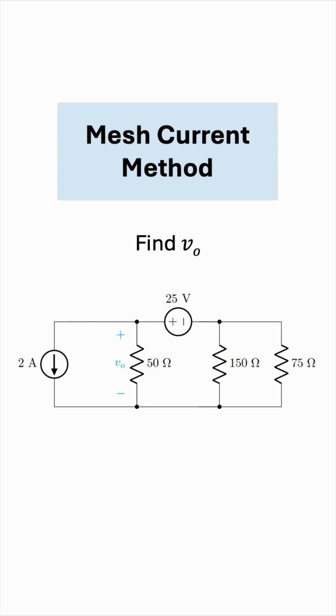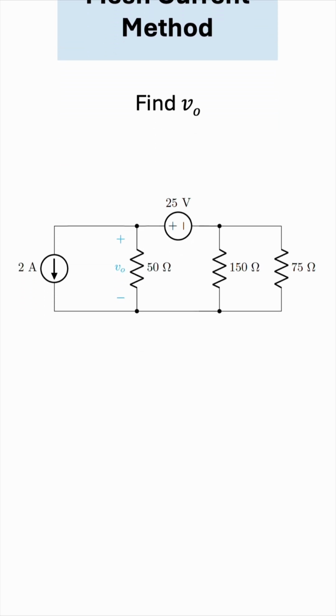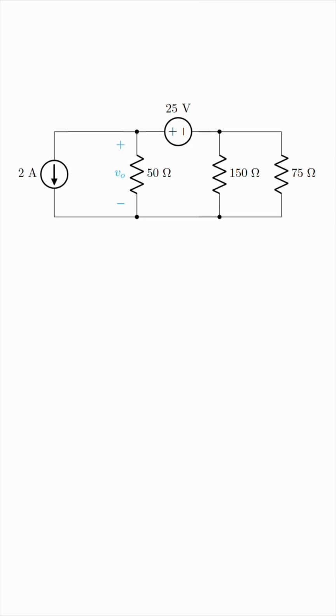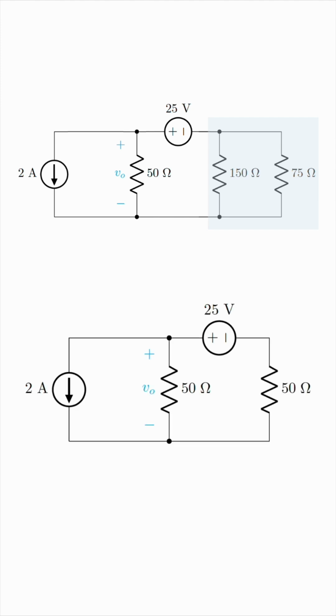Using mesh analysis, let's find VO in the circuit below. The first step is to simplify this circuit by combining those two resistors in parallel. 150 in parallel with 75 gives 50 ohms. Okay, so we have this simplified circuit.